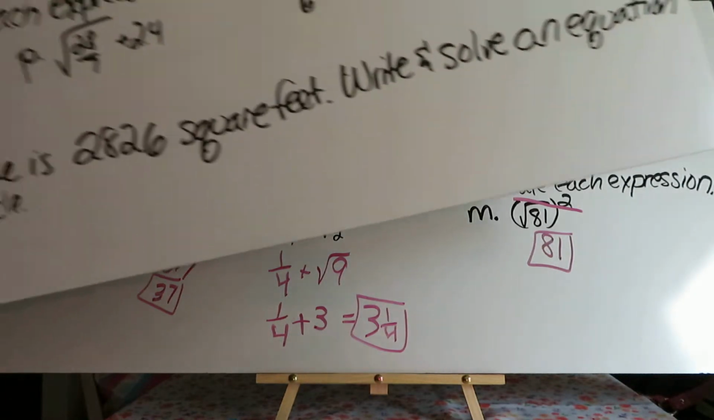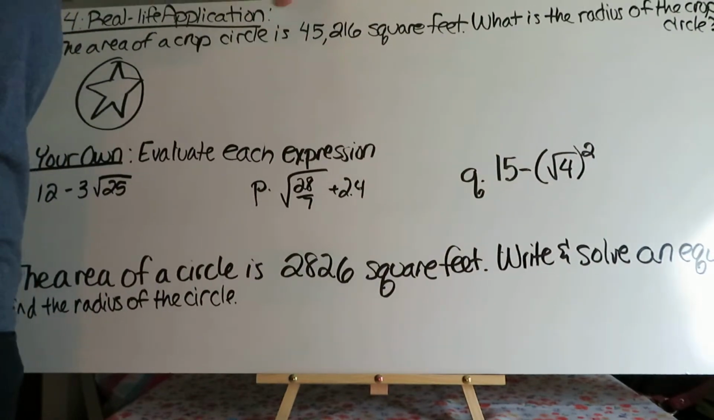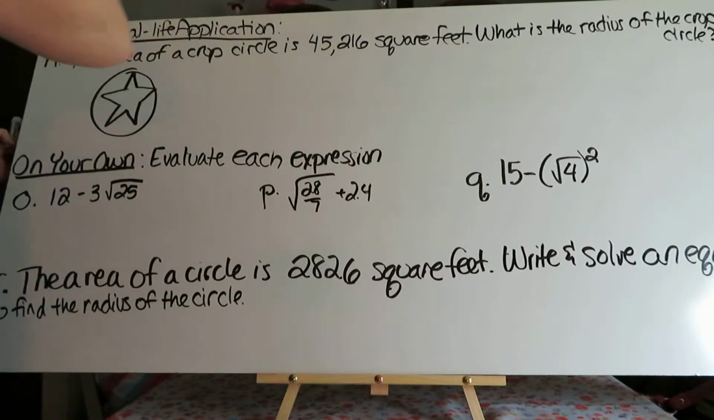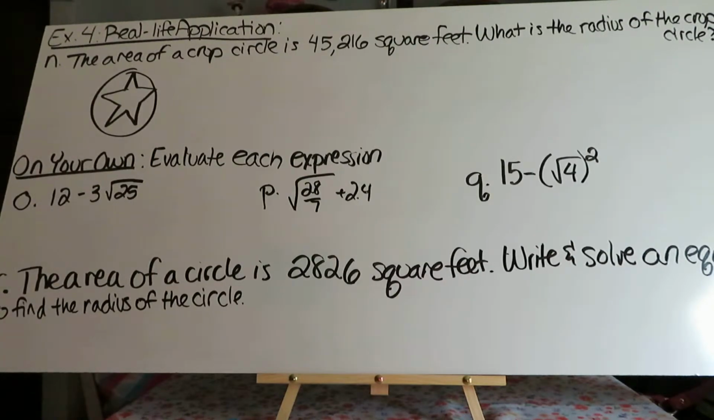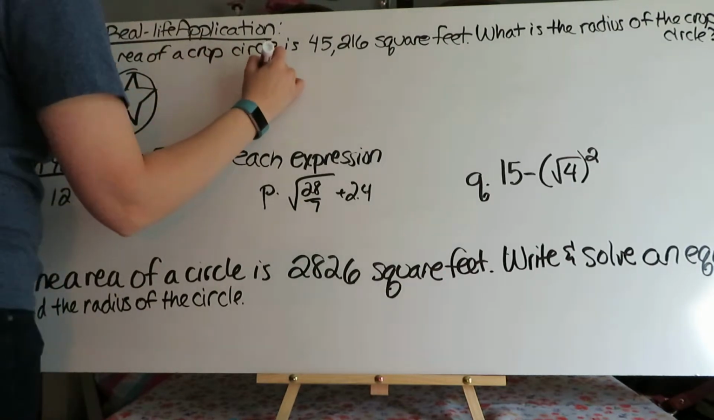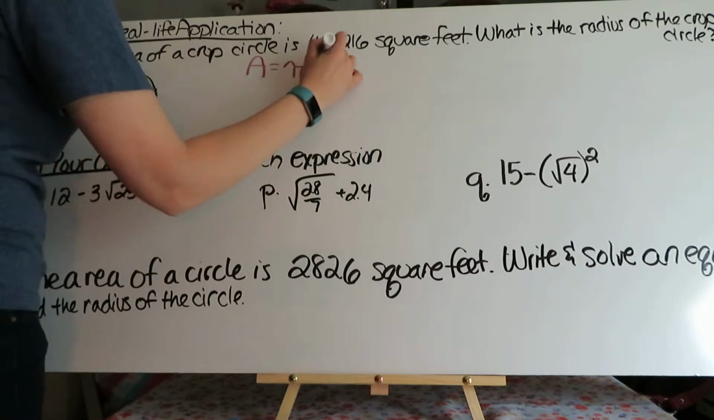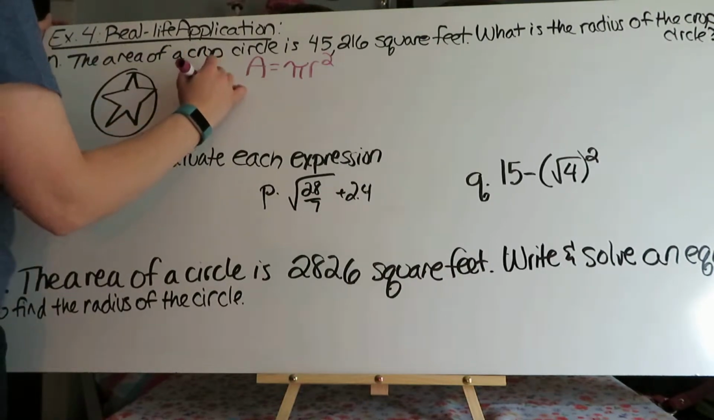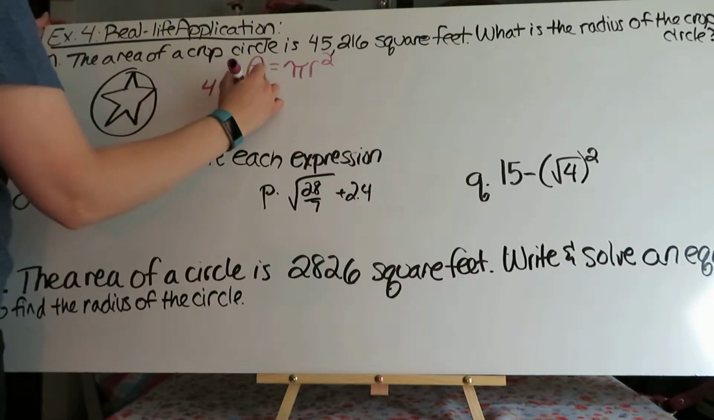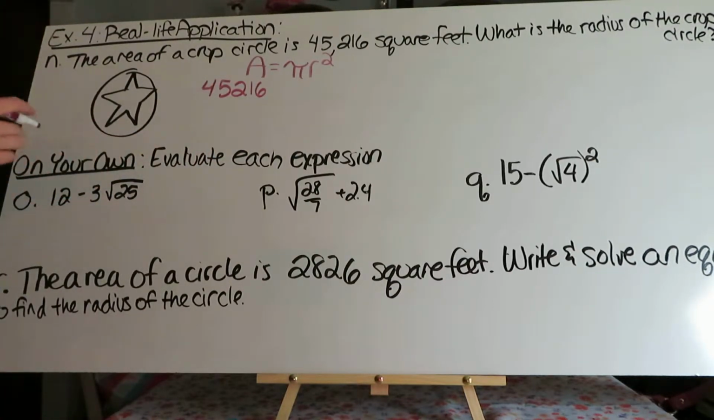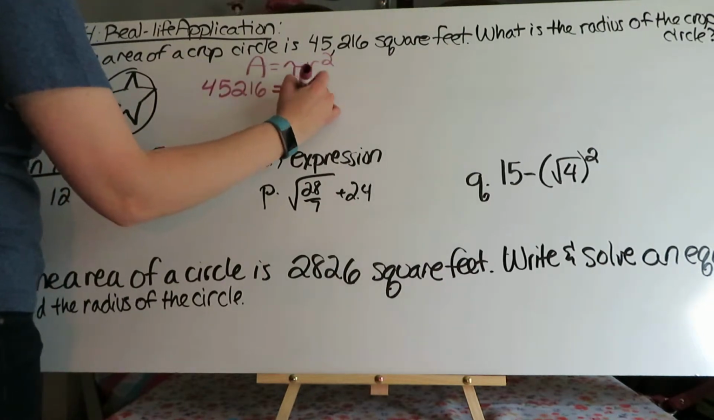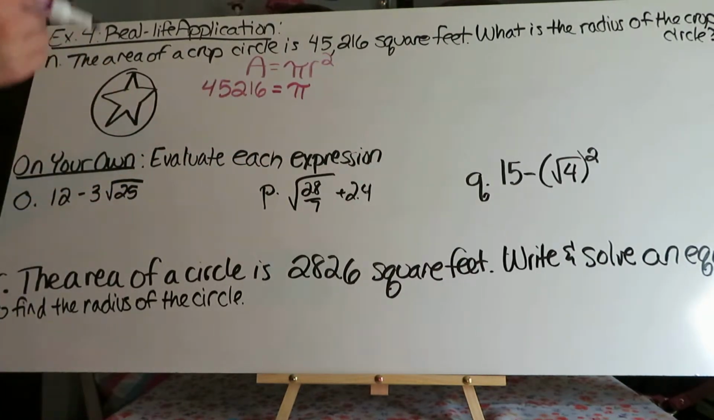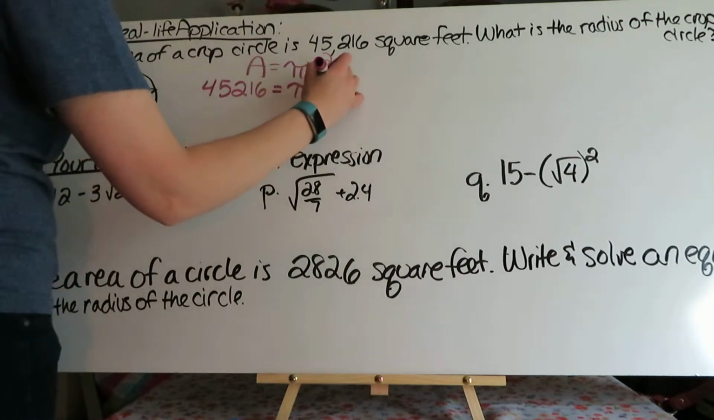I'm going to set it up for example 4, a real life application. The area of a crop circle is 45,216 square feet. What is the radius of the crop circle? Well, we have to bring in our knowledge. Area of a circle equals pi r squared. So we take our area, 45,216, and that equals pi times our radius squared. We don't know what our radius squared is, so we keep that as r squared.